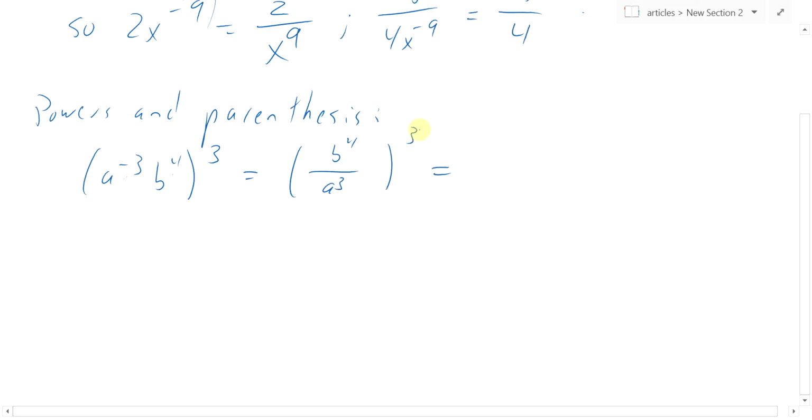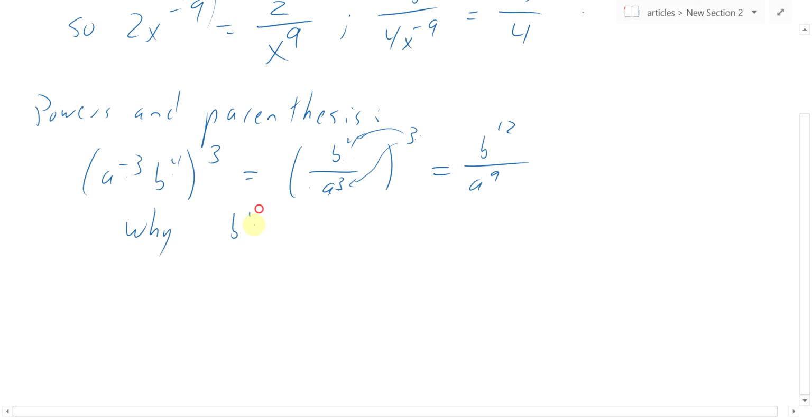So what about this 3? Well, when I have division or multiplication, no addition or subtraction inside my parentheses, I can distribute the 3 to each power. So this becomes b to the 12th, because 4 times 3 is 12, and a to the 9th, because 3 times 3 is 9. So why can I do that?